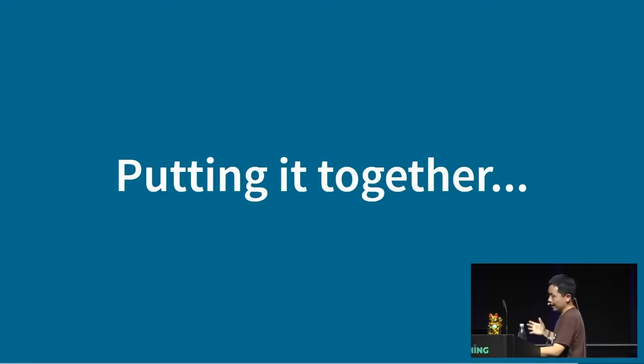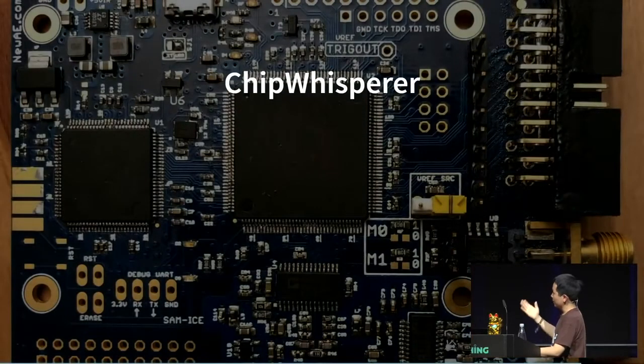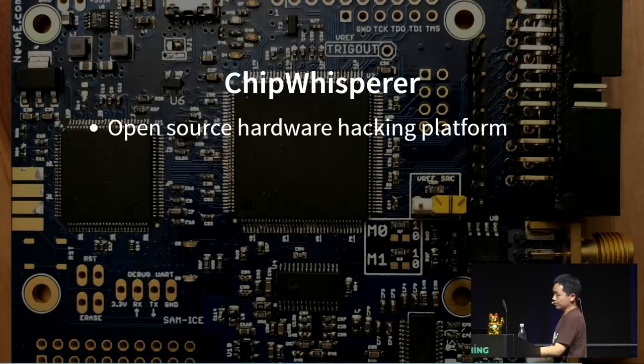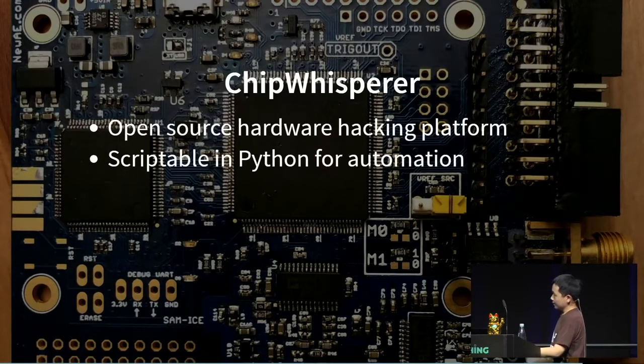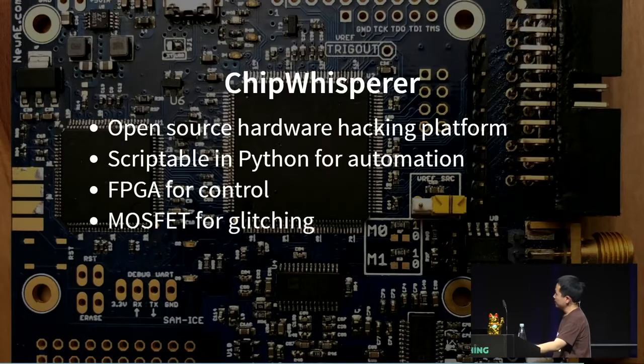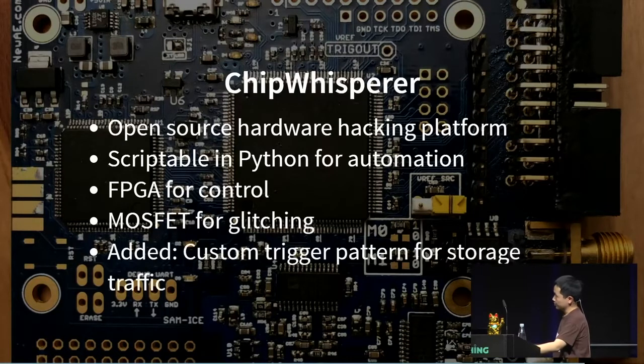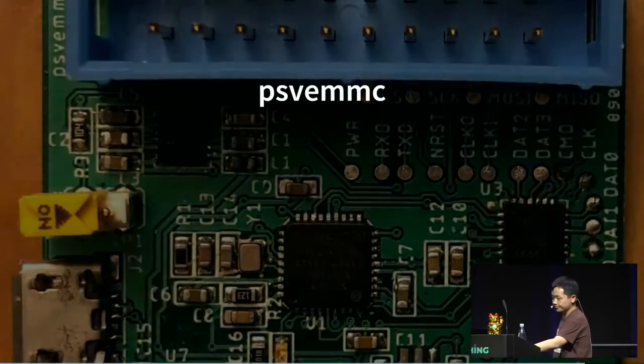So how do we actually implement this? I use the ChipWhisperer, which is an open source hardware hacking platform. One of the reasons it's so nice is that you can use Python to script all that process that I talked about earlier. It has an FPGA and a MOSFET, which is the only thing you really need. And we added a custom trigger for monitoring the storage traffic.